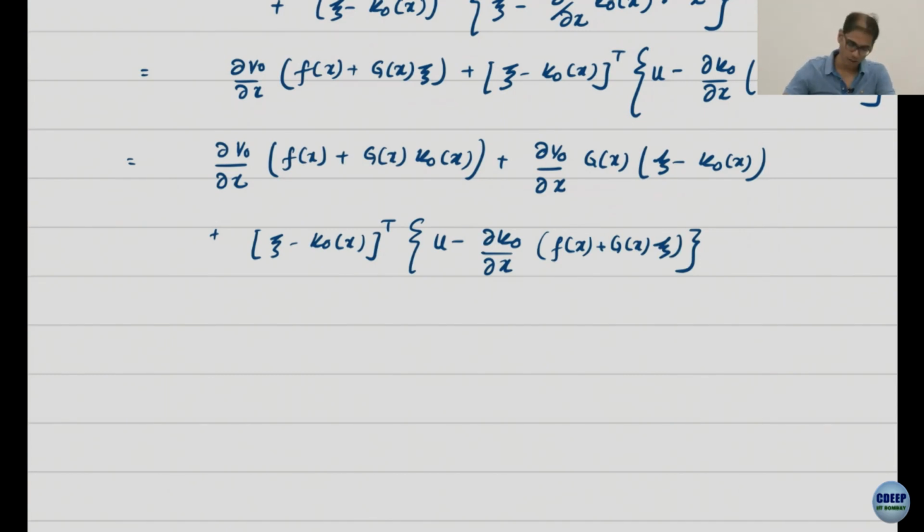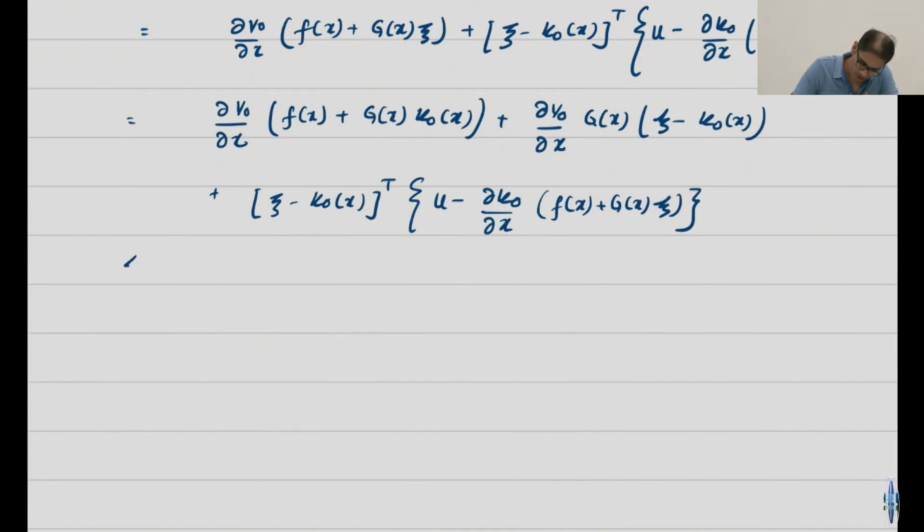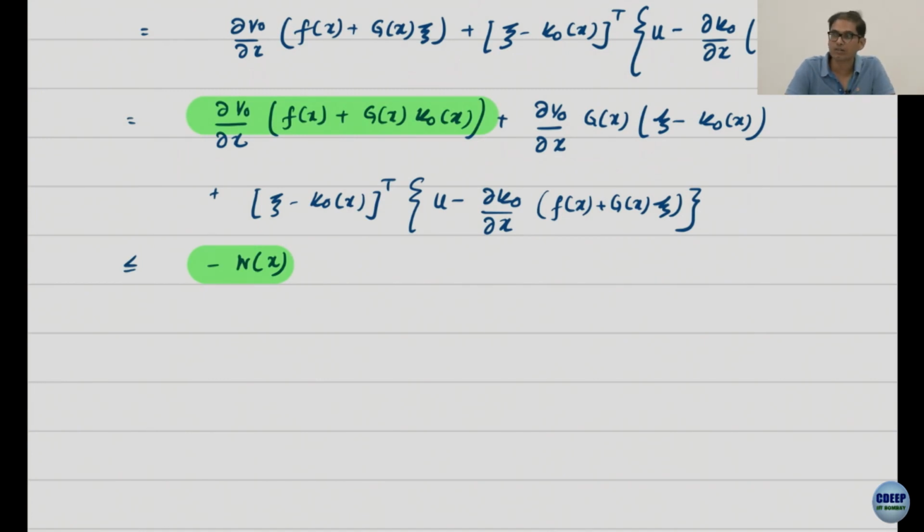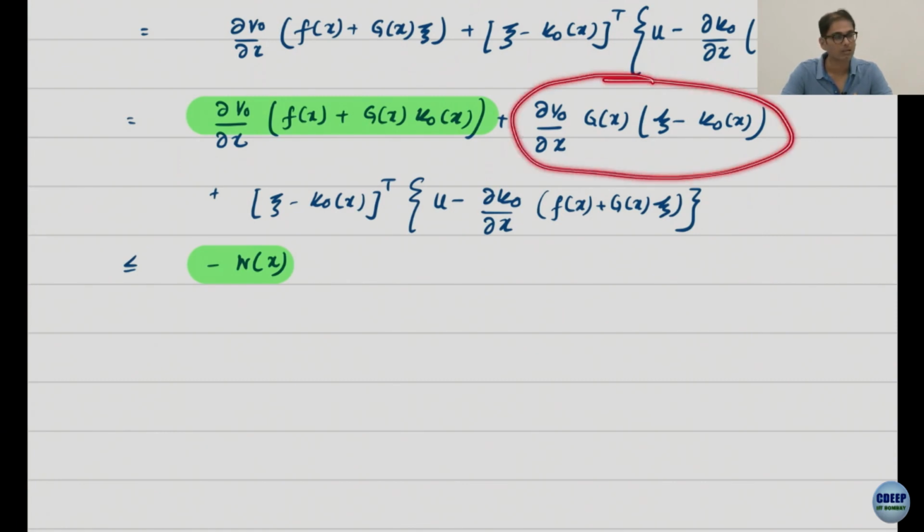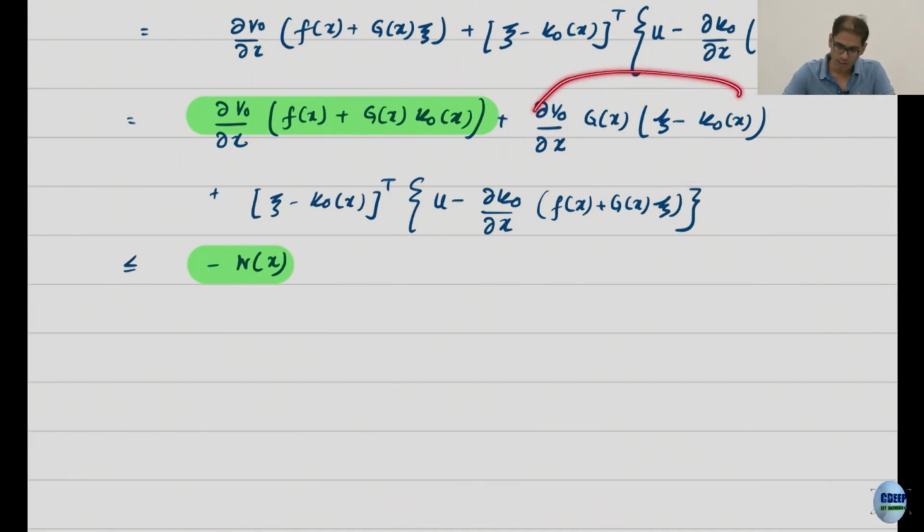All right. Great. So I'm going to use the previous page to say that this first term is less than or equal to minus W(x). And then you can see that this term also has psi minus k0(x), so I can combine it with this term. How? This is just a scalar, notice. V0 was a scalar, so every term in V0 dot is a scalar. Transpose of a scalar is the same scalar. We use these things regularly, by the way. Remember this, write it down in your notebooks: transpose of a scalar is a scalar. I know this sounds ridiculous, but you will forget it and wonder why these can be combined.